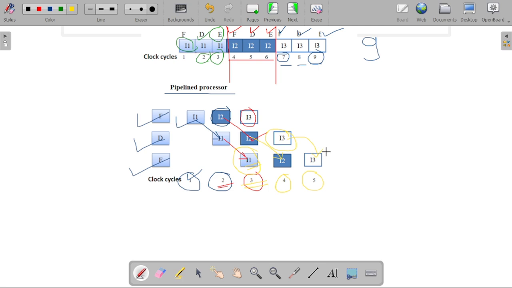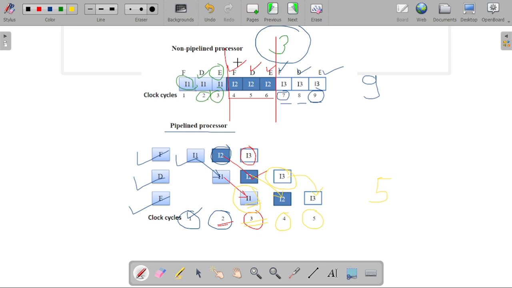So in this pipeline processor, we require only 5 clock cycles. And in case of the non-pipeline processor, we require a total of 9 clock cycles. So by using the pipeline processor, the speed of the operation will be improved and we require fewer clock cycles for executing these instructions.